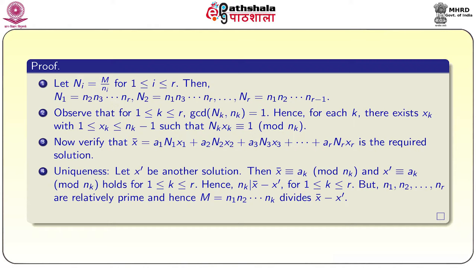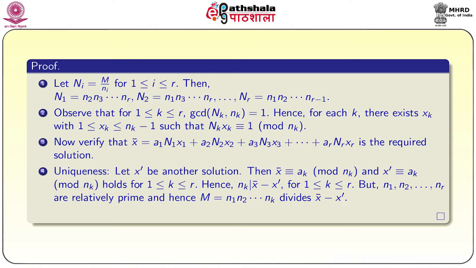If you look carefully, capital N 1 is equal to n 2 times n 3 and so on up to n r. Here small n 1 is missing in the product. N 2 is equal to n 1 times n 3 times n 4 and so on up to n r. Similarly, the last, capital N r, is equal to n 1 times n 2 and so on up to n r minus 1, where small n r is missing.